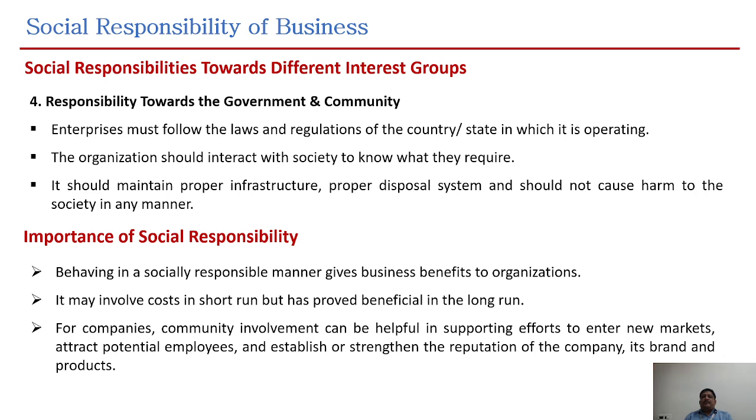It should maintain proper infrastructure and a proper disposal system, and should not cause harm to society in any manner. It means a wastewater treatment plant must be there, and air pollution related norms must be followed by business organizations. These are the responsibilities which we have. Now we have discussed the responsibility toward the different interest groups. Now we will move towards the next point, that is the importance of social responsibility.